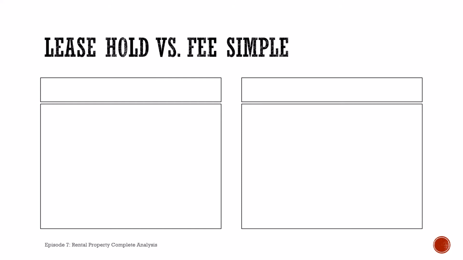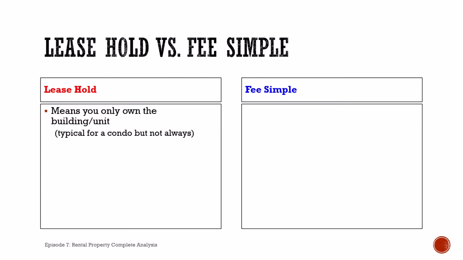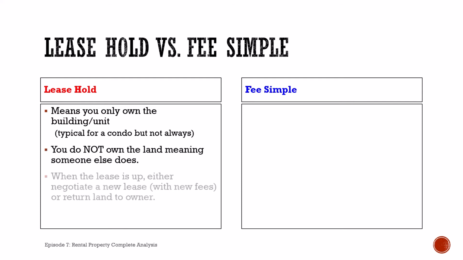Let's talk about leasehold versus fee simple. So leasehold, it basically means that you only own the building or the unit. You do not own the land. Somebody else does. So how this works is there's a landowner, and a construction company comes in, they build a new condo complex, and they sign a lease with the landowner for a fee.